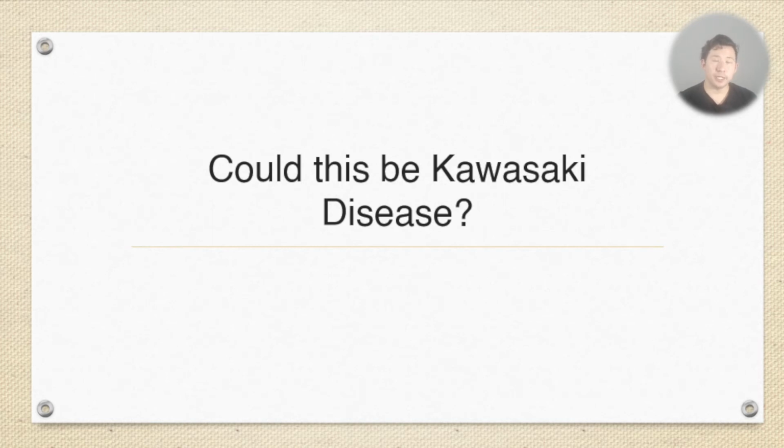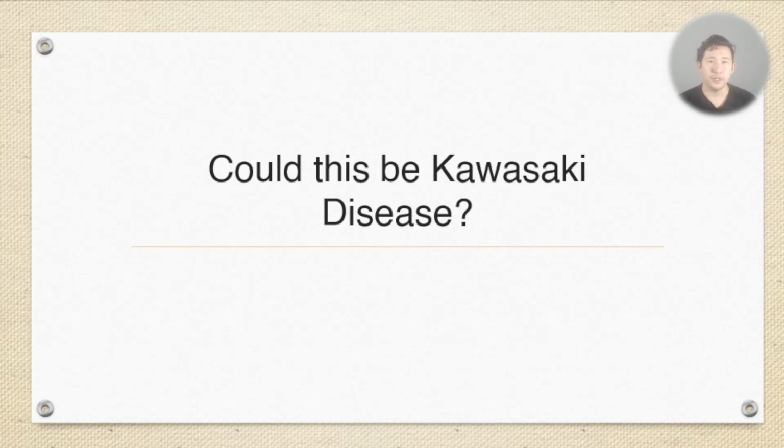The next question we're going to try and answer is, are you looking at a child in the paediatric emergency who has Kawasaki disease? So what is Kawasaki disease? It's a vasculitis, which means it's an immune condition, but we don't actually know the true etiology of it. It could be an autoimmune disease, or it could be an abnormal immune response to an infection in a child who's genetically predisposed to it.